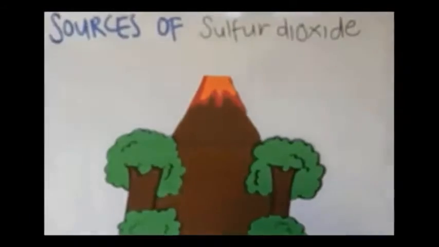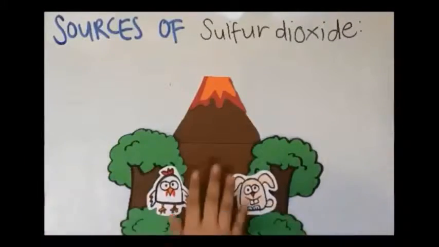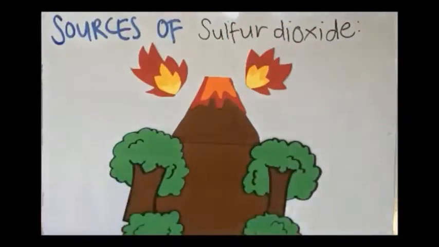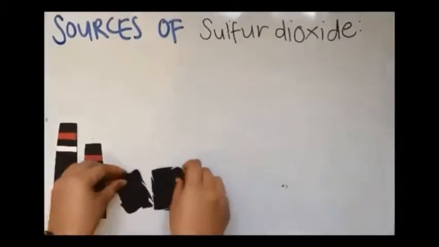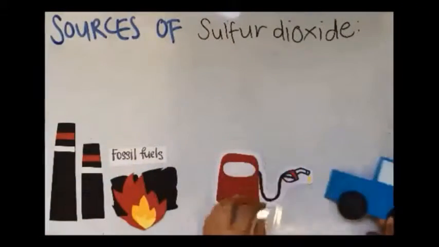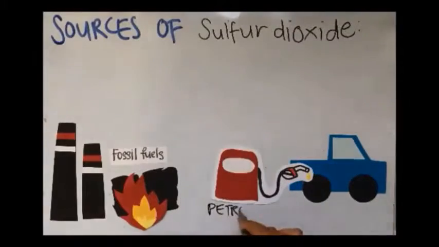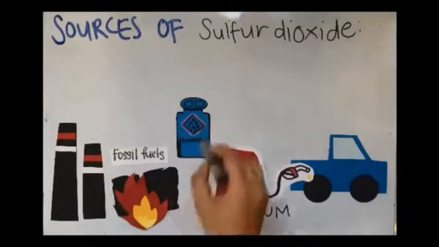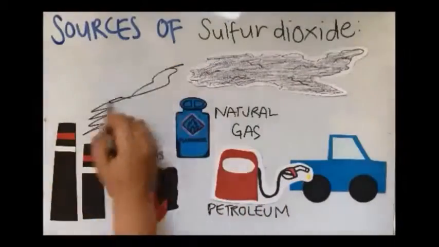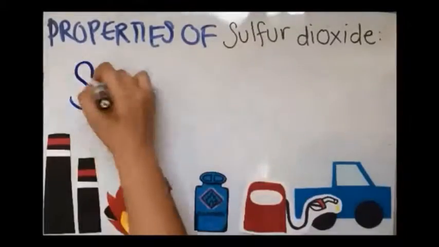Lastly, sulfur dioxide. Sulfur dioxide is also produced during natural occurrences such as volcanic eruptions. Human activities such as the burning of coals for electricity in power stations, burning of petroleum in car engines, and burning of natural gas commonly used in cooking also produces this pollutant.